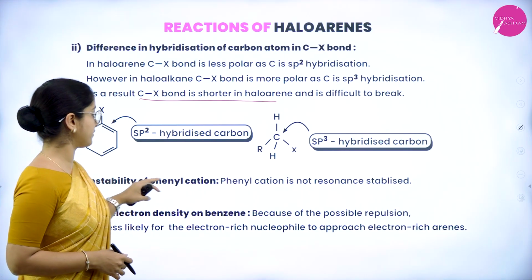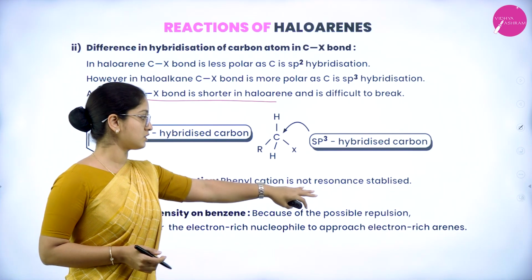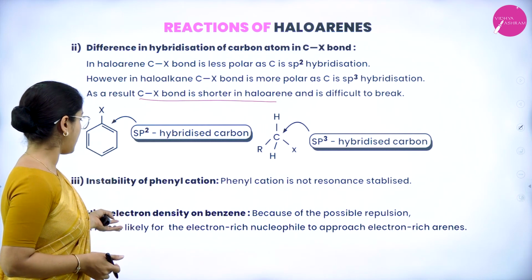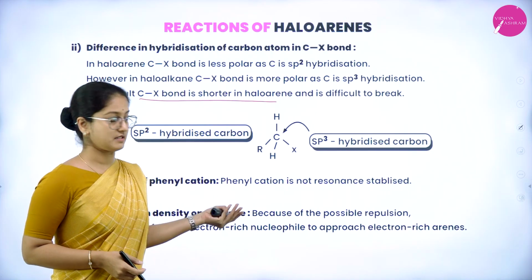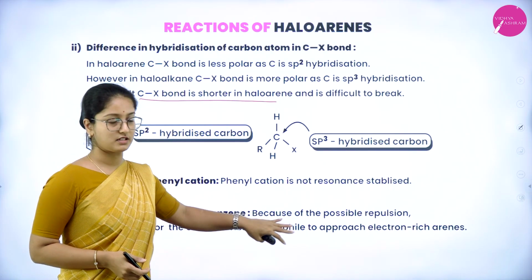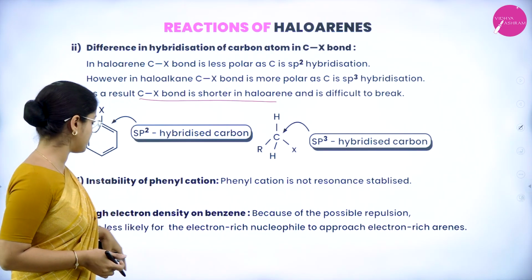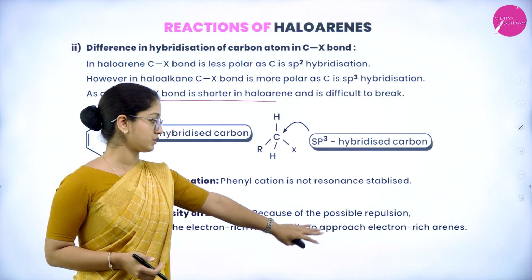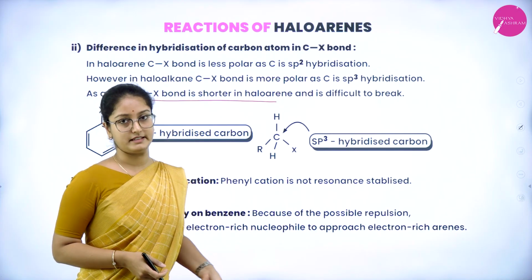Next is the instability of the phenyl cation. The phenyl cation is not resonance stabilized, so it is an unstable molecule. And then there is the high electron density on benzene. That is also one of the factors, because of the possible repulsion, it is less likely for the electron-rich nucleophile to approach electron-rich arenes.